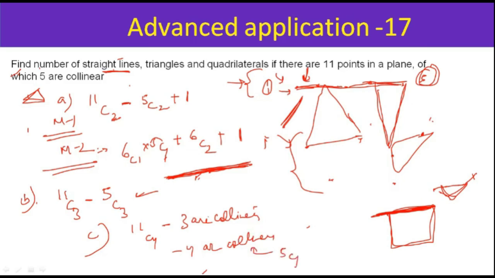In how many ways can I form a quadrilateral where 3 points are collinear? I have 5 points. So out of 5, I will simply choose 3, 5C3, into the remaining 4th point. I can choose in 6 ways because I have 6 non-collinear points, right? So it is simply 5C3 into 6C1, which is the total number of cases to form a quadrilateral with 3 points being collinear. Just do the maths and you'll get your answer.